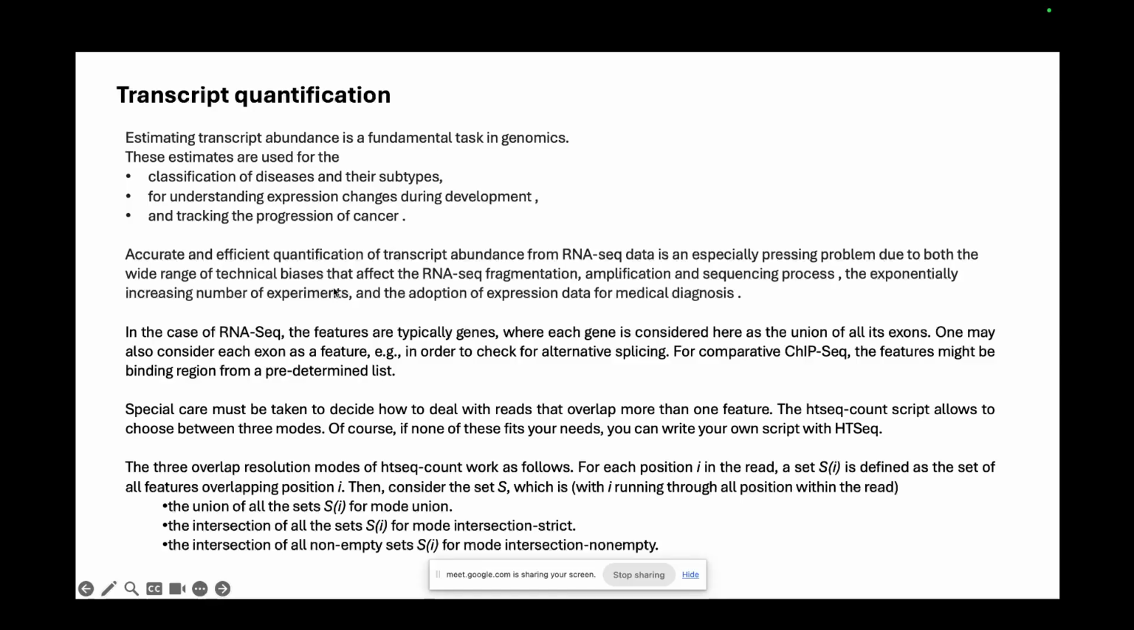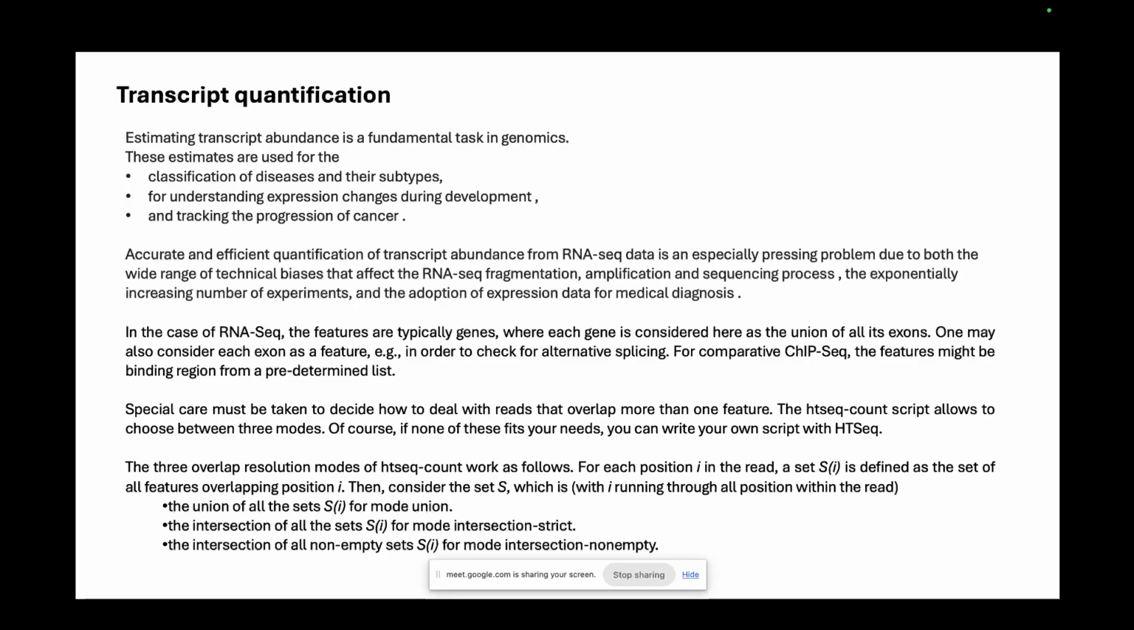Accurate and efficient quantification of transcript abundance from RNA-seq data is an especially pressing problem due to both the wide range of technical biases that affect RNA sequencing fragmentation, amplification, and the sequencing process, and the exponentially increasing number of experiments and adoption of expression data for medical diagnosis. In the case of RNA sequencing, the features are typically genes, where each gene is considered here as a union of exons. Again, to know all the transcripts that have come from a particular gene, you need to do that alignment part, right? Otherwise, you won't know, or annotate the sequences of the reads to particular genes.